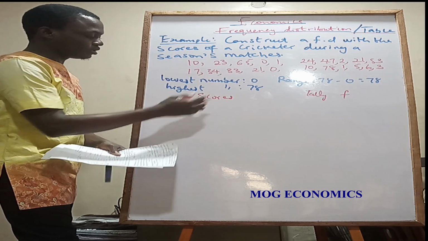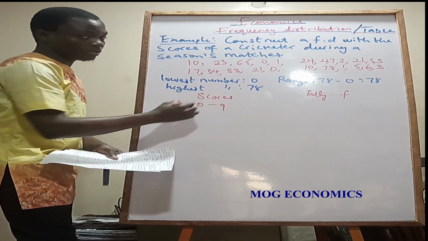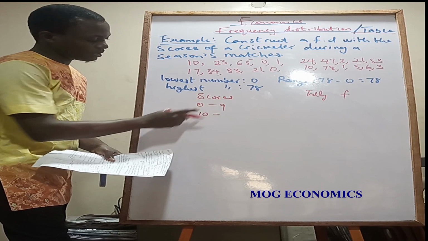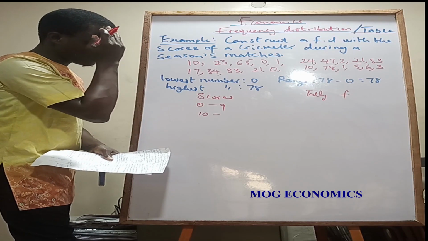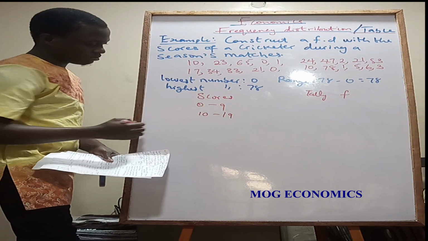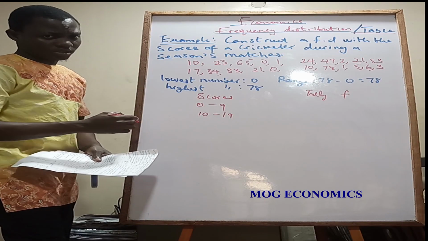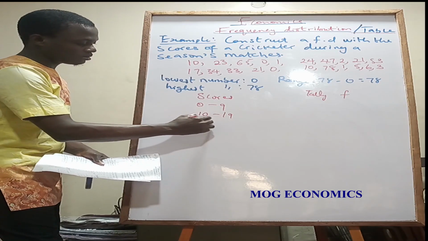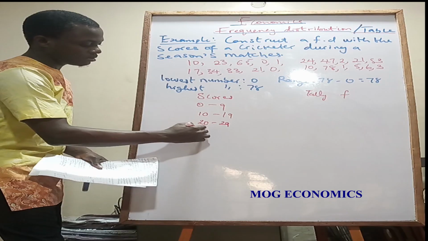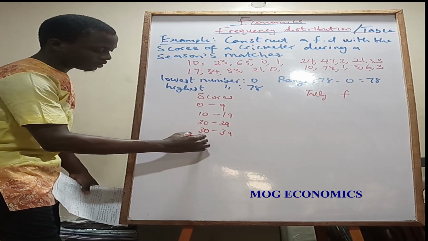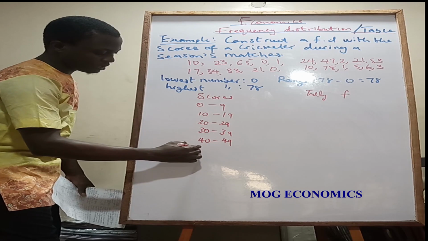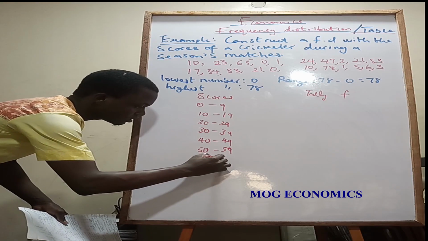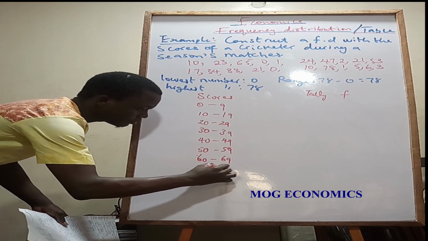So I want to use this 0 to 9, right? So the next number is going to be 10 to, is that 9 minus 0? That's 9, right? So 10 to 19. Does it make sense? 0 plus 10 is 10, 9 plus 10 is 19. Okay. 20 to 29, 30 to 39, 40 to 49, 50 to 59, 60 to 69, 70 to 79.